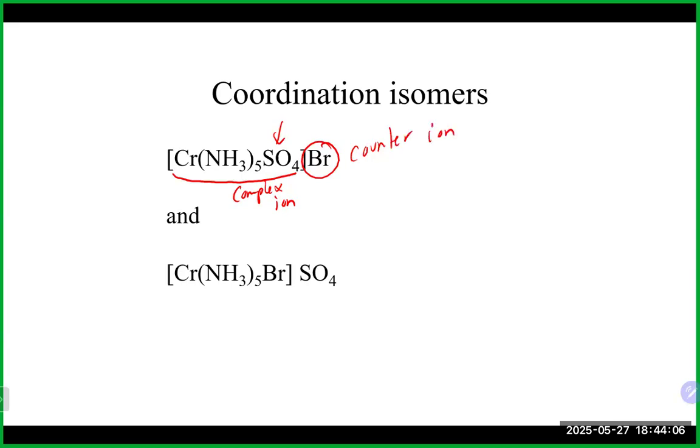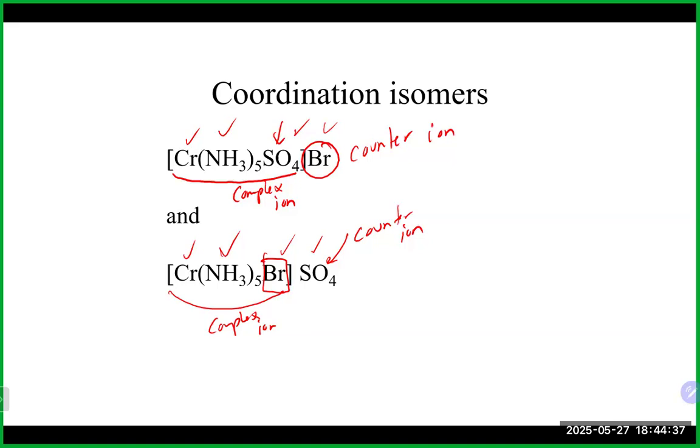Now, if we take the one on the bottom, which again has basically all the same things, it's got a chromium, it's got 5 NH3s, it's got 1 Br and 1 sulfate. They basically have the same stuff in each of them. In this particular case, though, because this is our complex ion, the bromine is now part of the actual complex ion. So the bromine is attached to the chromium, and in this case, the sulfate is acting as the counter ion.